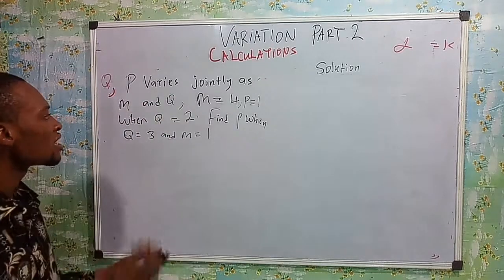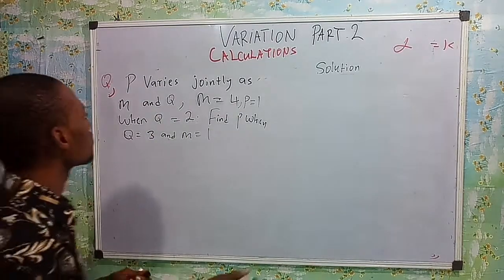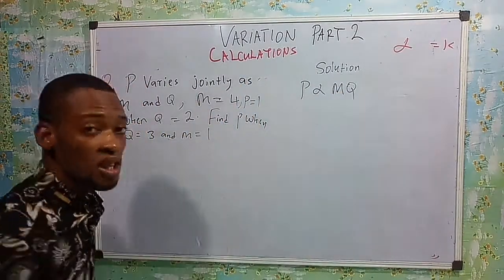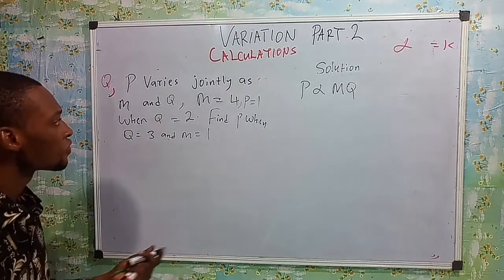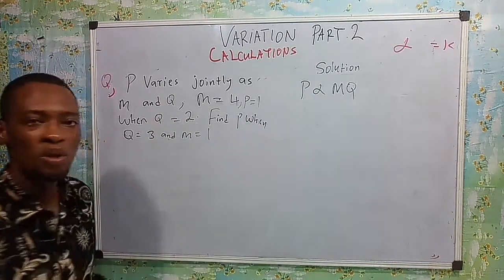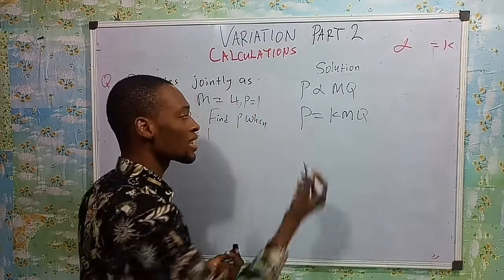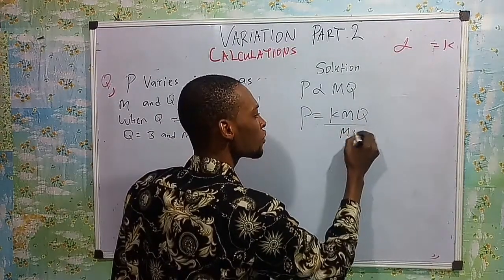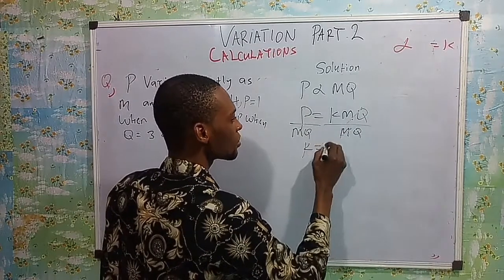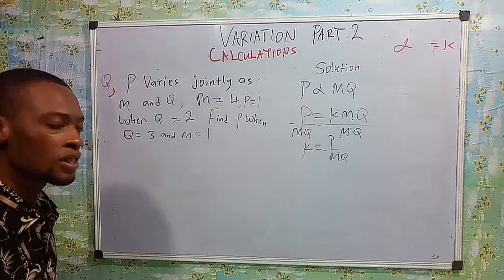So P varies jointly as M and Q. That's to say P is proportional to M and Q, which can be written mathematically as P ∝ M Q. You see, there is no big deal whether direct, inverse, or joint variation. It's still the same pattern. So we still do the same thing, which is P equals K M Q. So we make K the subject of the formula by removing MQ from the right side. This cancels this, and K becomes P over MQ. So I've not done anything different.